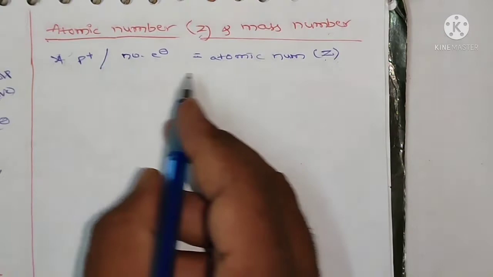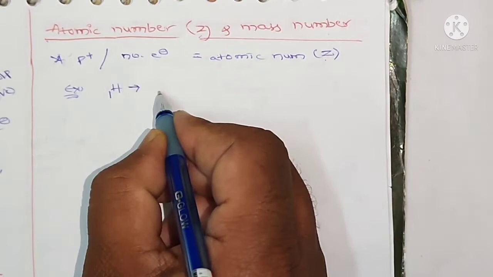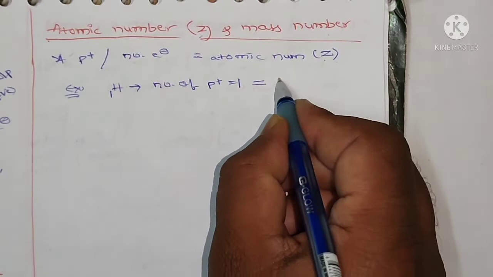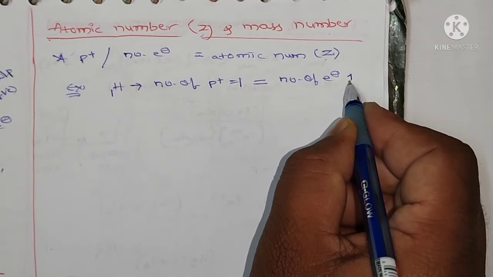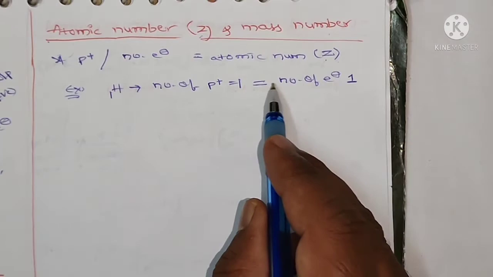For example, H-1. Here the number of protons is 1, equal to the number of electrons, 1. So H-1 contains 1 proton and 1 electron. So the number of protons is equal to the number of electrons.